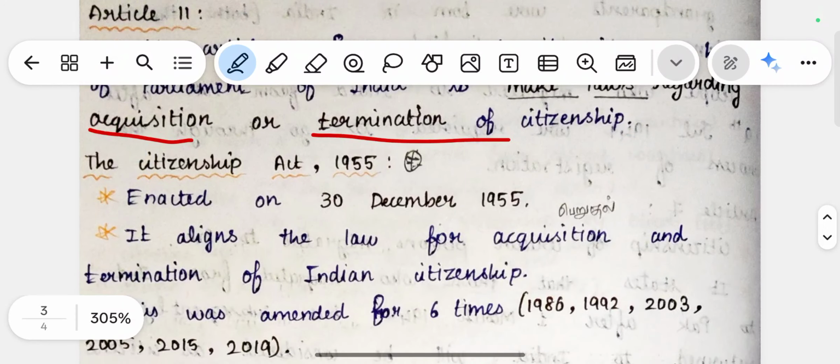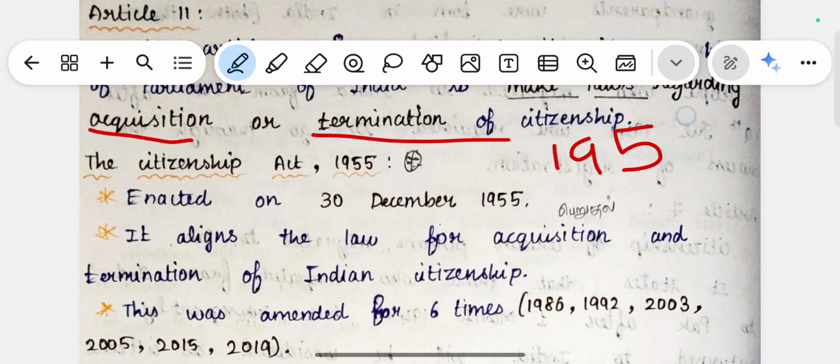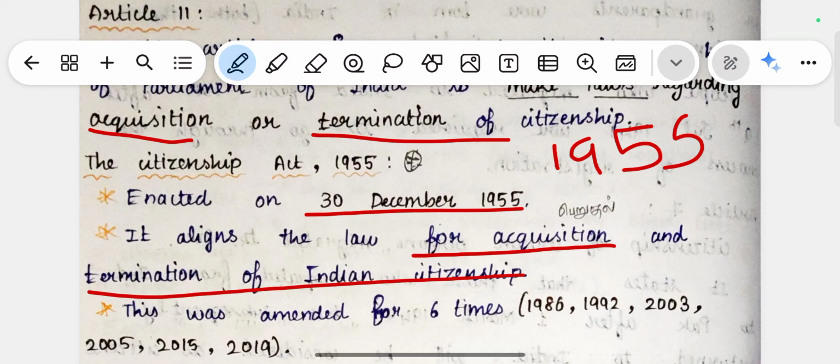The next important one is the Citizenship Act of 1955, which was enacted on 30th December 1955, meaning it came into force on that date. It sets out the laws for the acquisition and termination of Indian citizenship.